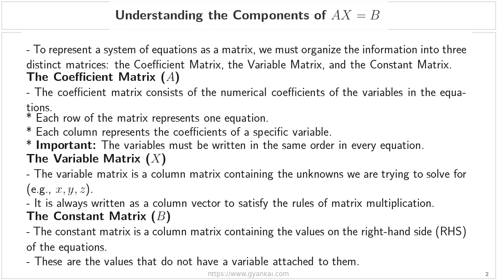Finally, we have the constant matrix, which we call B. Just like our variable matrix, this is also a column matrix. It contains all the values found on the right-hand side of the equals sign, the numbers that stand alone without any variables attached to them. Once we understand these three building blocks, we can follow a specific step-by-step process to convert any system into this matrix form, which we will cover in the next slide.